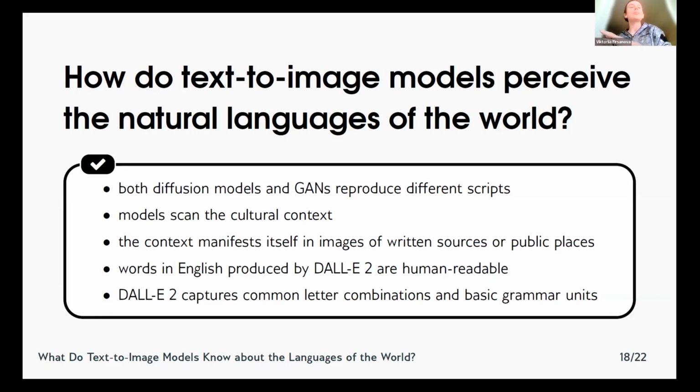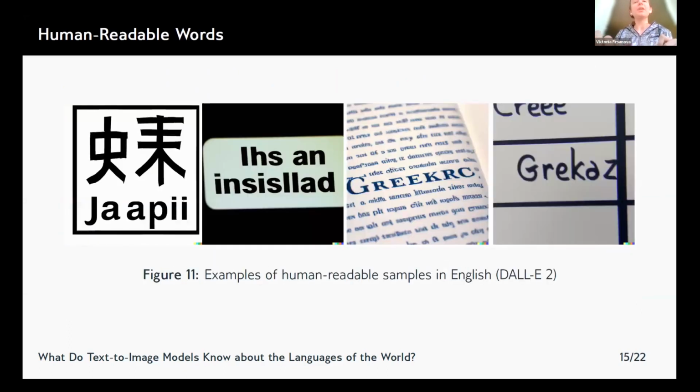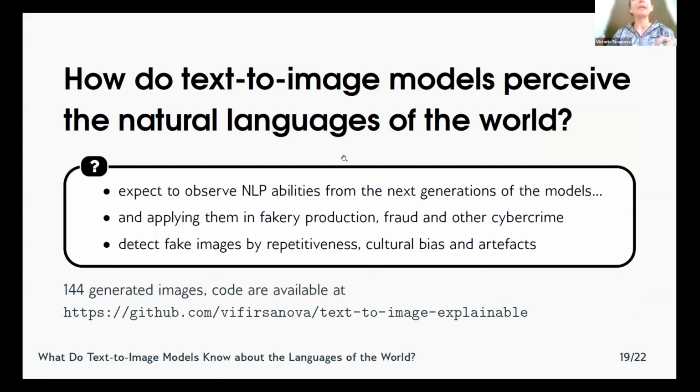We can see that words that are generated or resemble some English text in DALL-E 2 are really human readable and even make some sense, like the word Greek in a huge lettering. And also, we can see that DALL-E 2 captures common letter combinations and basic grammar units. For example, here we can see something like an indefinite article and.